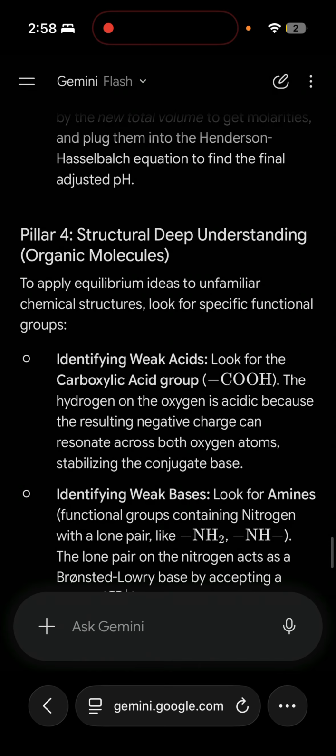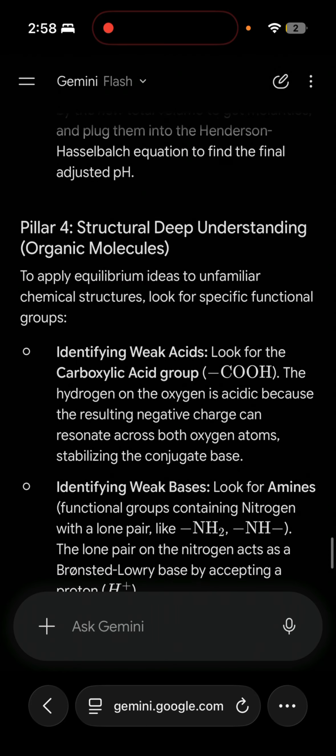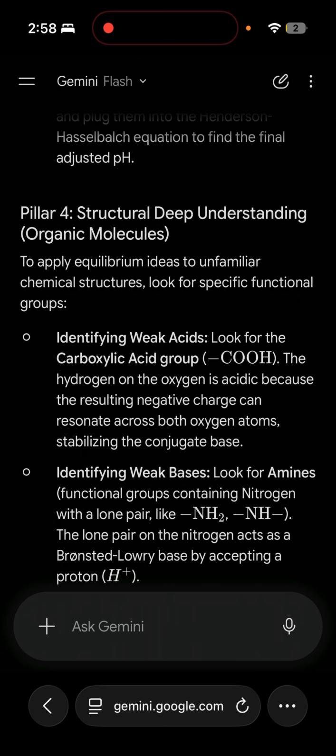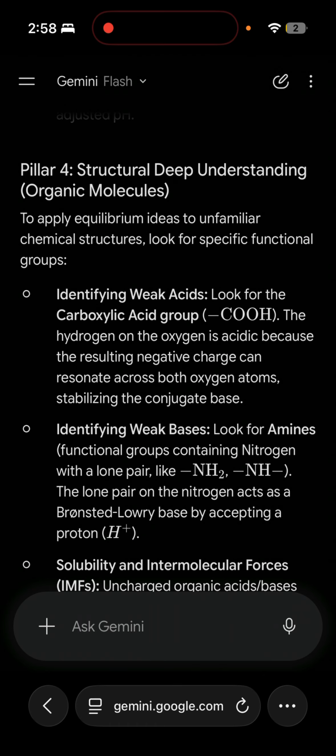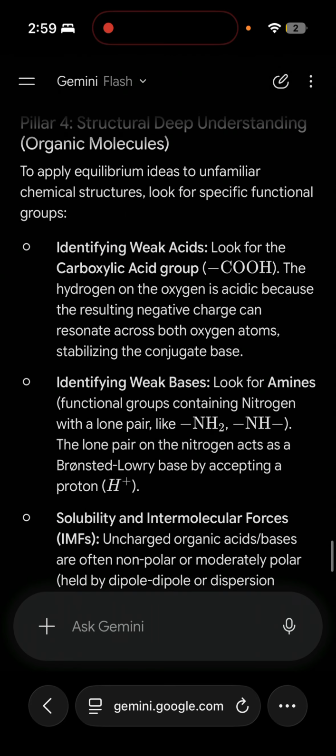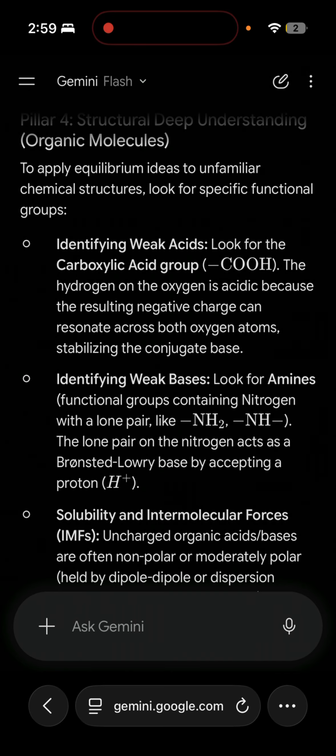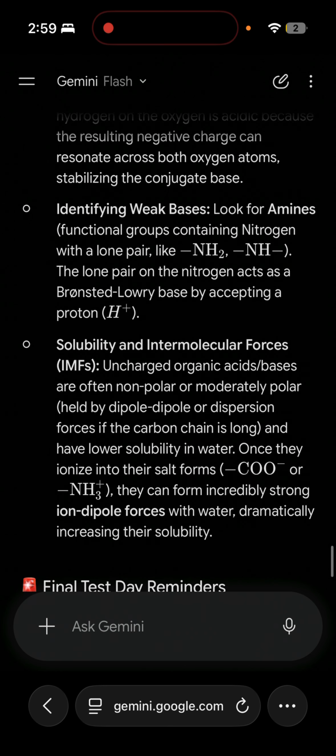Structural deep understanding. To apply equilibrium ideas to unfamiliar chemical structures, look for specific functional groups. Identifying weak acids: look for the carboxylic acid group, so the attachment COOH. The hydrogen on the oxygen is acidic because the resulting negative charge can resonate across both oxygen atoms, stabilizing the conjugate base. Identifying weak bases: look for amines, functional groups containing nitrogen with a lone pair, like NH2 or NH. The lone pair on the nitrogen acts as a Bronsted-Lowry base by accepting a proton, H positive.